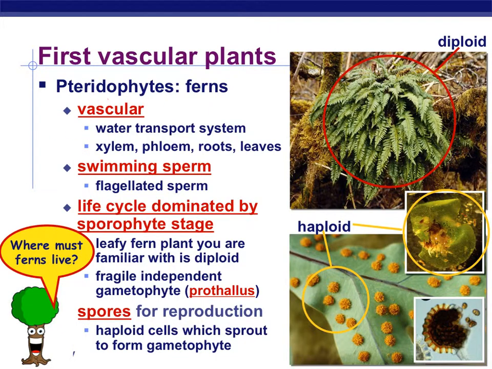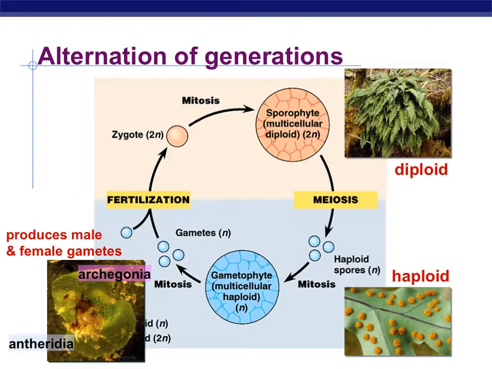With the vascular tissue, they're able to have a transport system for food and nutrients. Now, the first vascular plants, the ferns, still had to live in a wet environment in order to aid in reproduction, but they did develop the first vascular system.